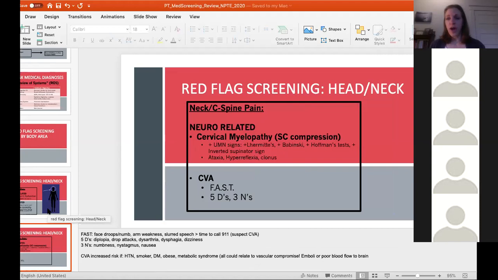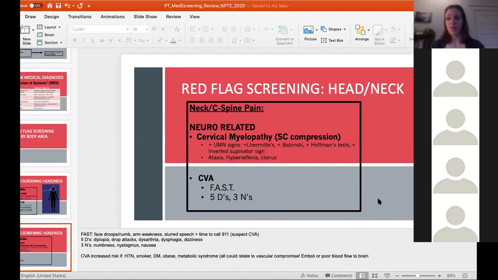The other things we want to screen out with neck or cervical spine pain are cervical myelopathy or spinal cord compression. This is going to present with positive upper motor neuron testing. So Babinski's, Hoffman's, inverted supinator sign. This is an individual who's going to have these pathological or abnormal reflexes and findings indicative of an upper motor neuron lesion. They also may have some symptoms of the 5Ds and 3Ns. So dysarthria, dysphagia, diplopia, drop attacks, dizziness, and then your 3Ns are numbness, nystagmus, and nausea.